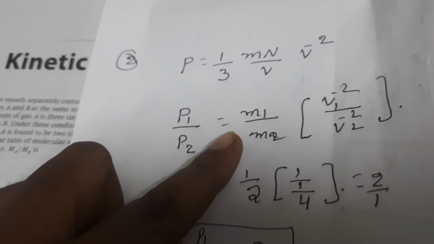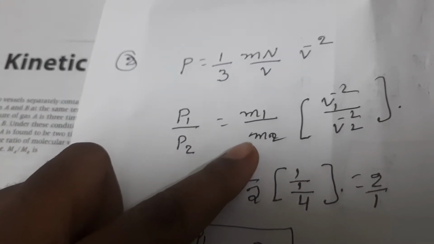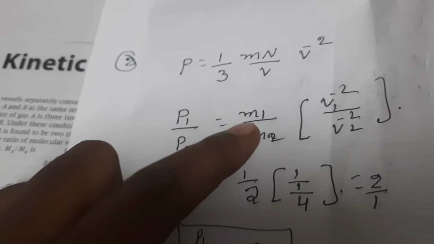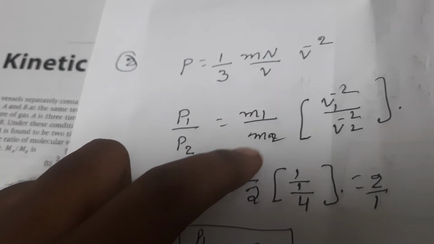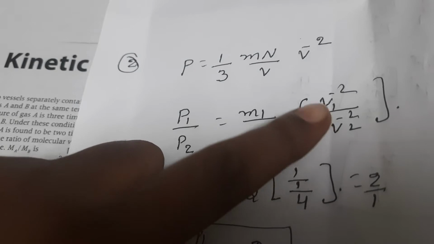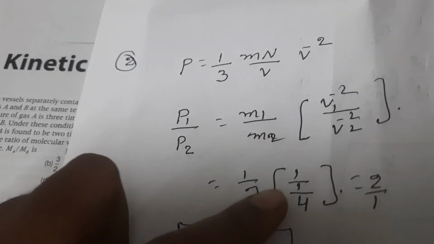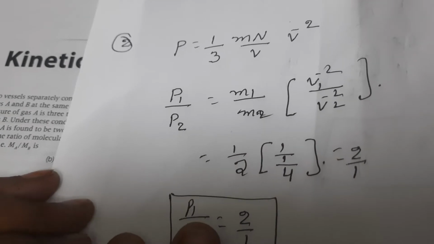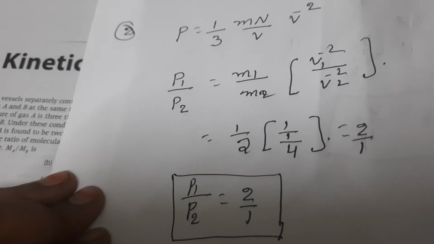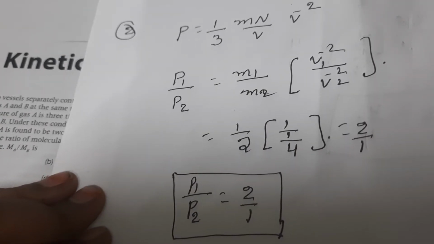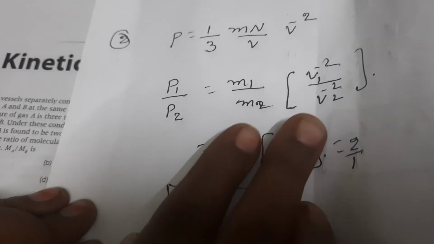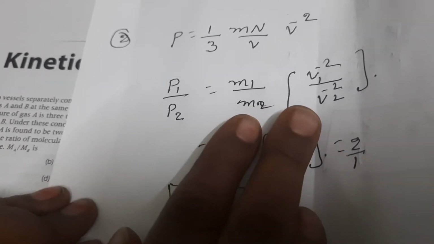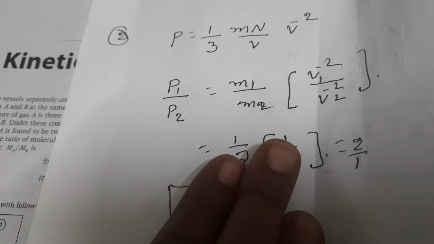Finally, they have given masses increased to twice, meaning M1 by M2 is 1 by 2 as the ratio. And the speed is decreased to half, meaning 1 by 2 whole squared, which I have written as 1 by 4. So finally what is the ratio? 2:1. So the pressure ratio P1 by P2 equals 2 by 1. The main thing you should remember here, M1 by M2 equals V1 by V2 whole squared. Those are the RMS velocities.